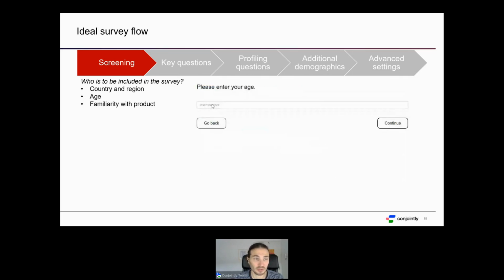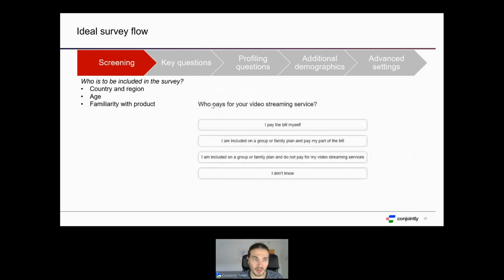Then the next part, so it can look something like this: age, demographic, gender, or in my case, I had a question, who pays for the streaming service? If you're not the one paying, then your data might be less reliable. I still let them in, in my case, but that could be a very good screening question criteria.